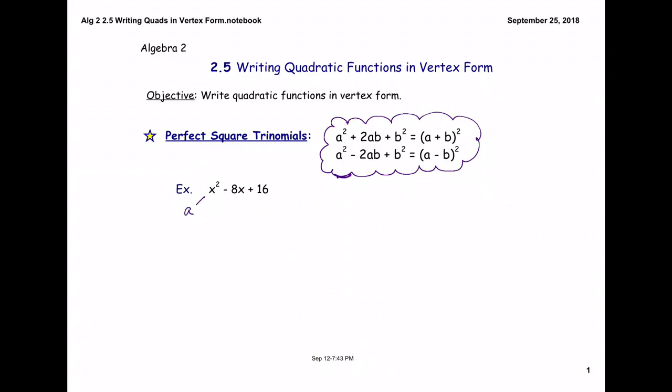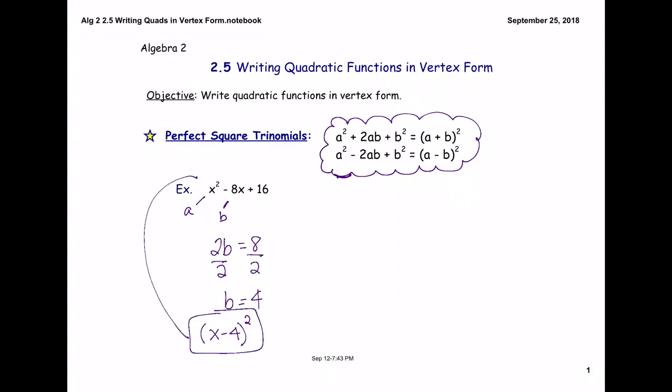Remember, in front of our x squared is our a, in front of our x is our b. So if we do 2b and we set that equal to 8, divide by 2 because it's the inverse, we get b is equal to 4. So b divided by 2. Then we put x minus 4 squared as our binomial squared, and when we distribute that out, we would get back to our perfect square trinomial.